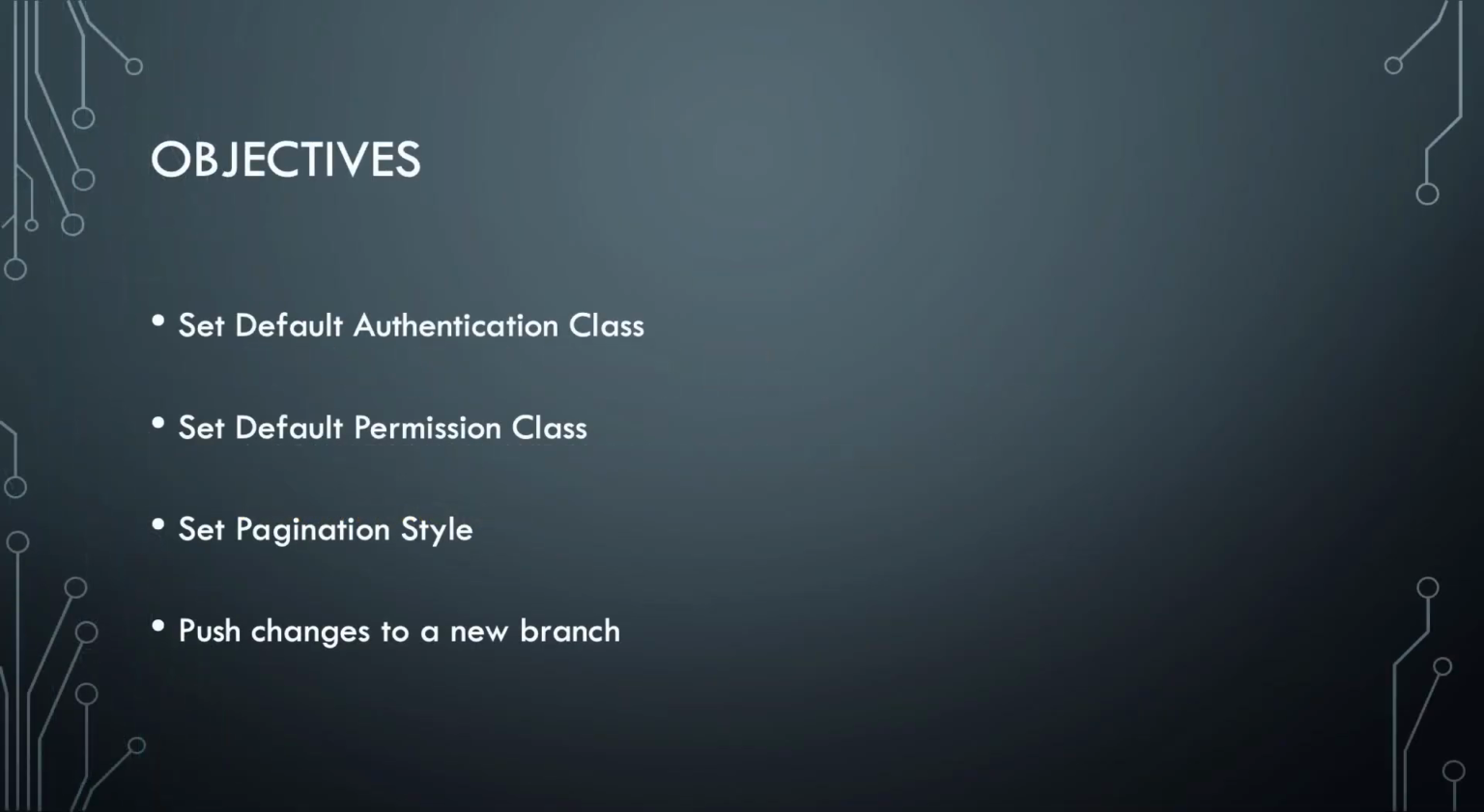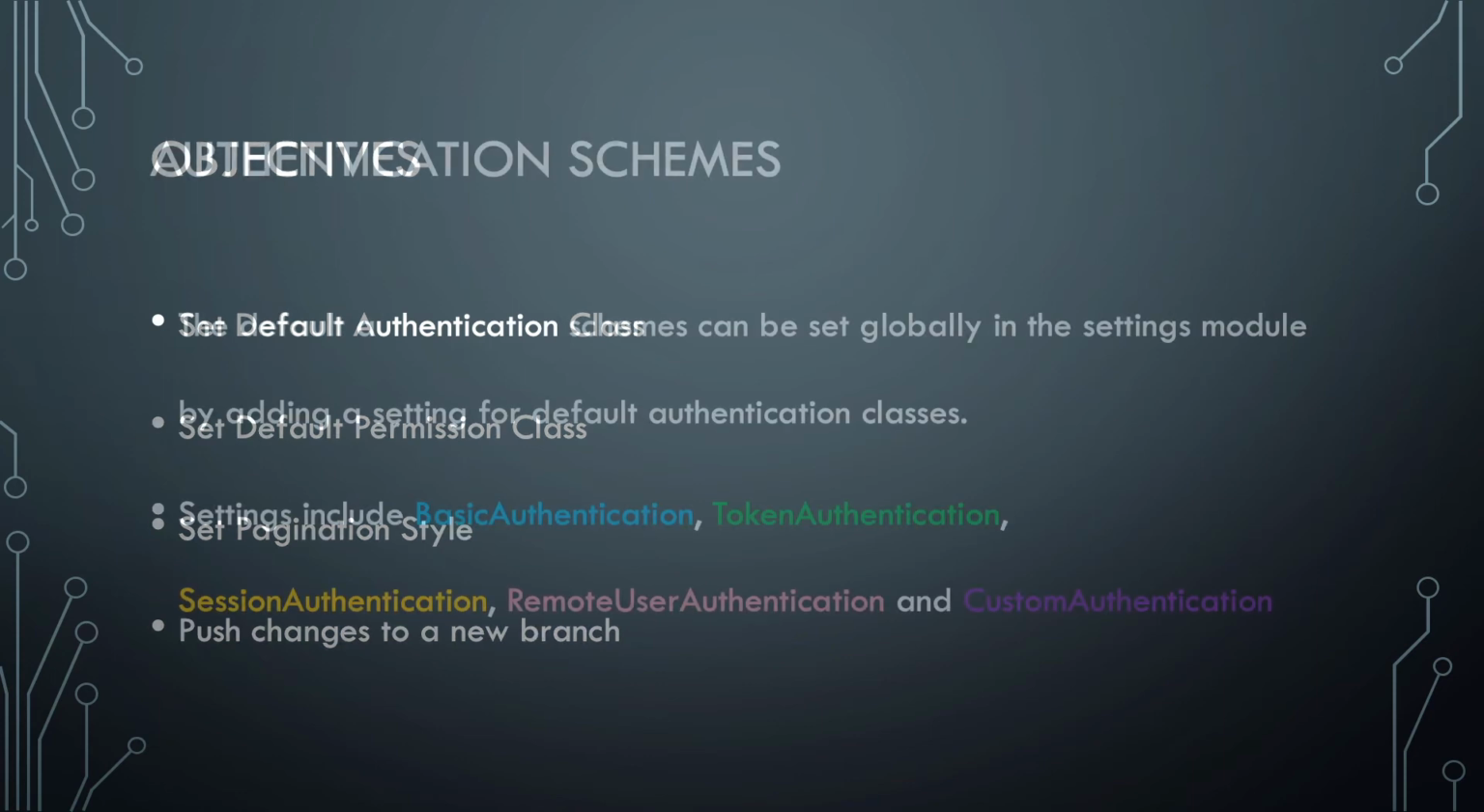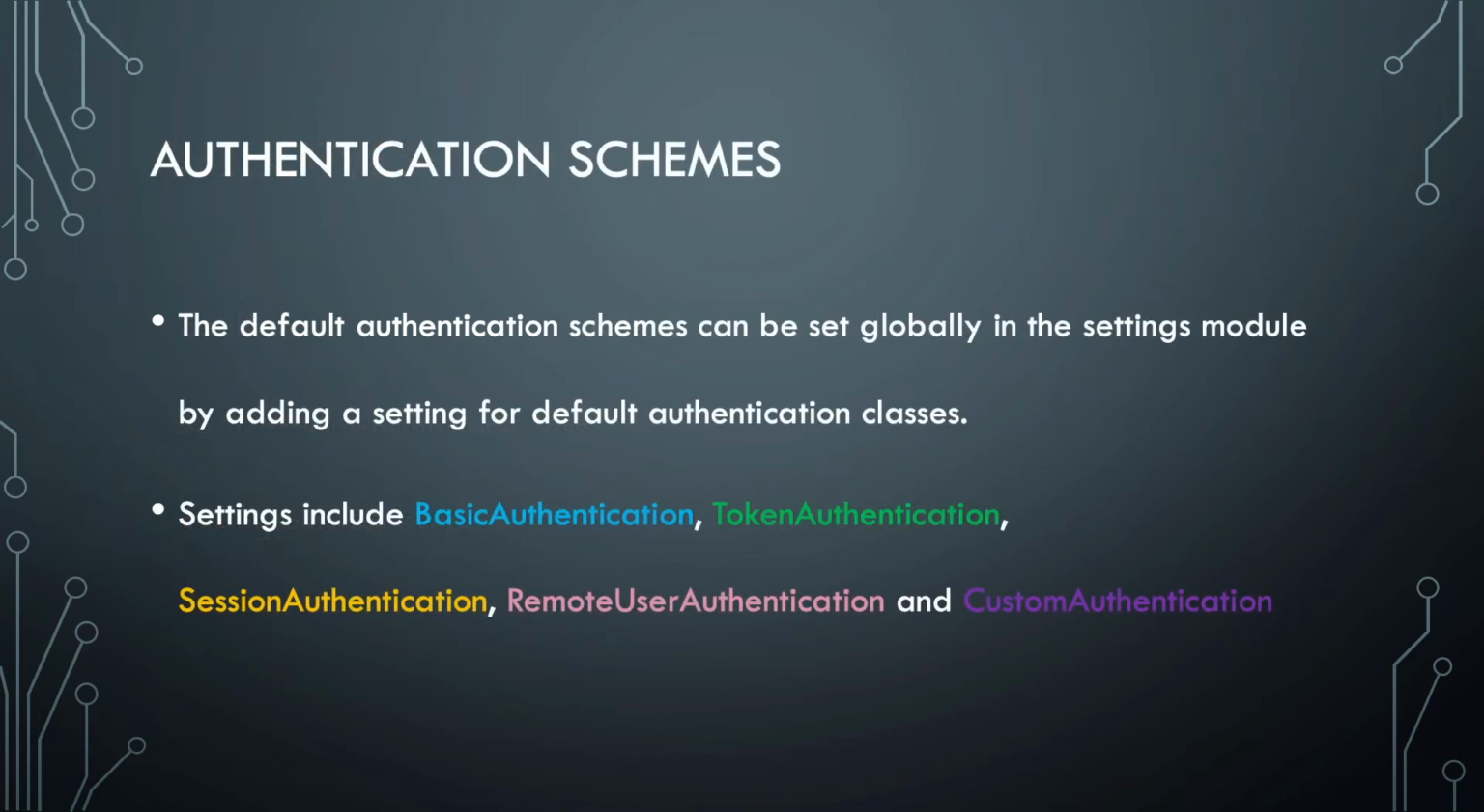In this section, we're going to set a default authentication class, set a default permission class, set the pagination style, and push changes to a new branch. The default authentication schemes can be set globally in the Settings module by adding a setting for default authentication classes.